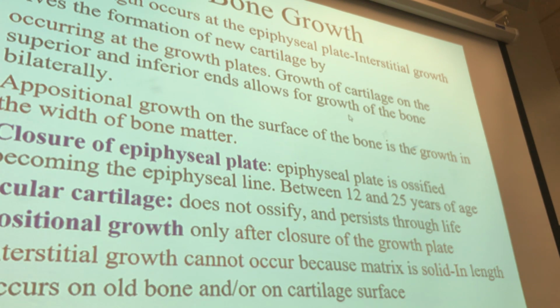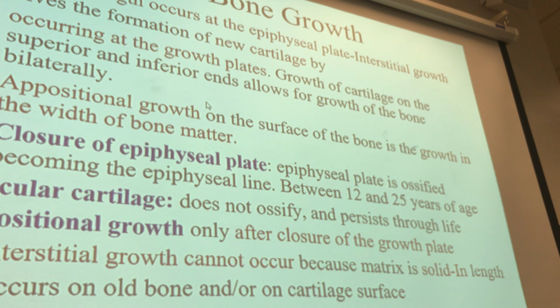Growth of cartilage on the superior and inferior ends allows for growth of the bones bilaterally. In other words, you have two ends, two epiphyses. We don't want just one end to get longer and the other one staying the same. So in terms of growth, we want both ends to start growing. So then you'll have good growth in both directions. So the distal end will grow down. The proximal end will grow upwards. So then you have nice equal growth in both directions. This is what we mean by bilateral growth. Bilateral growth, right, is going to be called interstitial growth in terms of bone.